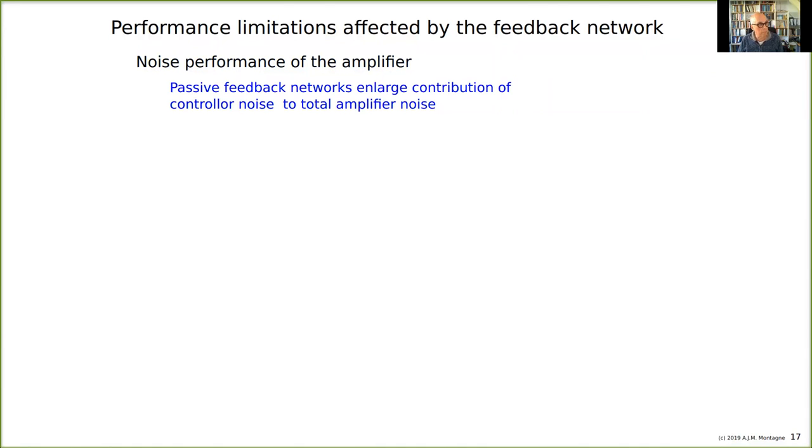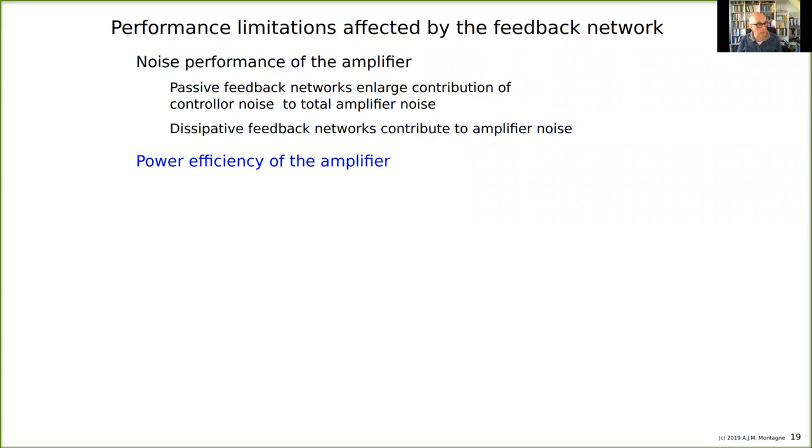So we have seen that passive feedback networks enlarge the contribution of controller noise to the total amplifier noise. You remember hopefully now that, for example, the feedback resistors in a non-inverting feedback voltage amplifier appear, the parallel connection of those two appear in series with the source for their noise behavior. And if those elements are dissipative, so have a real part, then they contribute noise themselves.